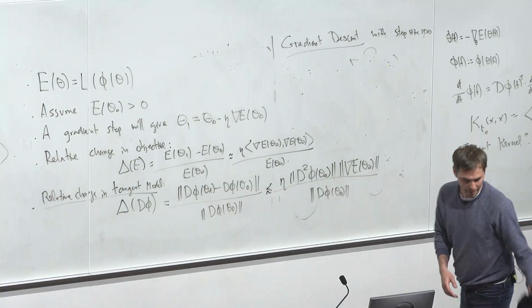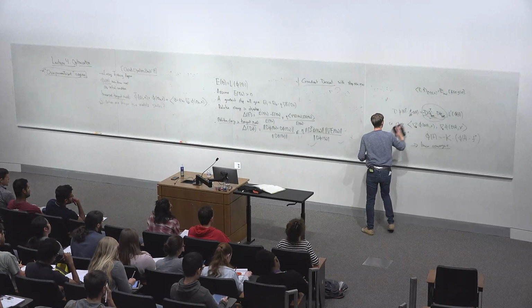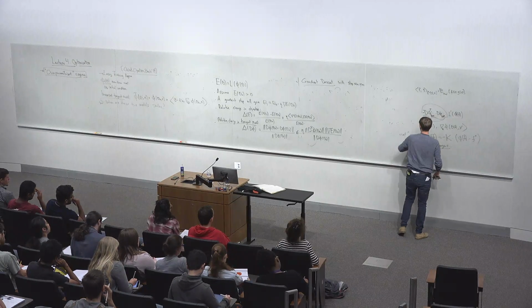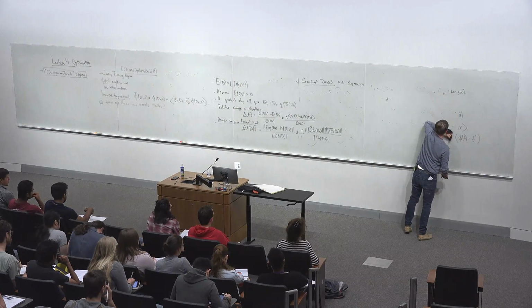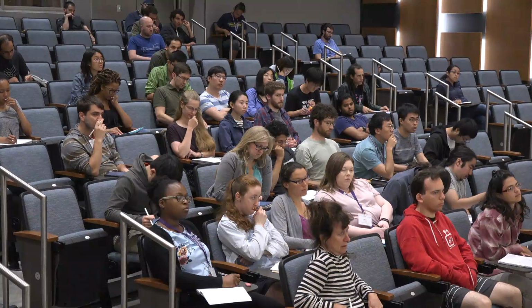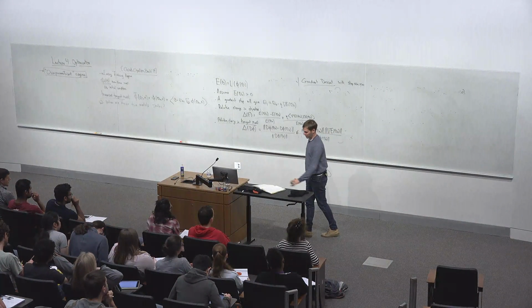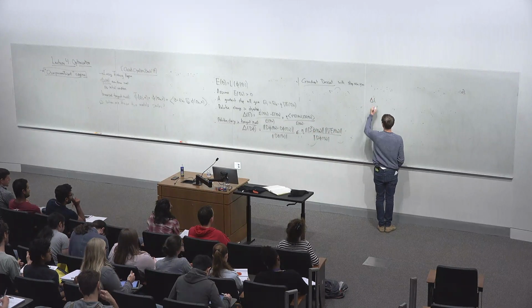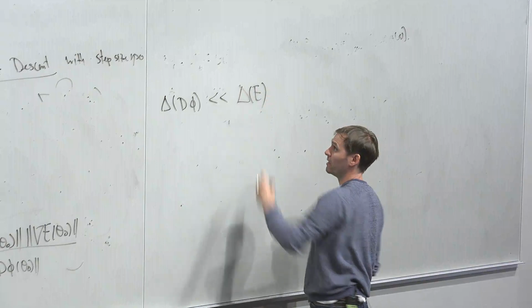So somehow the phenomenon that this neural tangent kernel captured can be understood, can be expressed just by comparing these two quantities. What the previous theorem captured is the fact that there's one relative change that is much bigger than the other. So what the tangent kernel described is that the relative change in the Jacobian, in the tangent model, was much smaller than the relative change in function value.